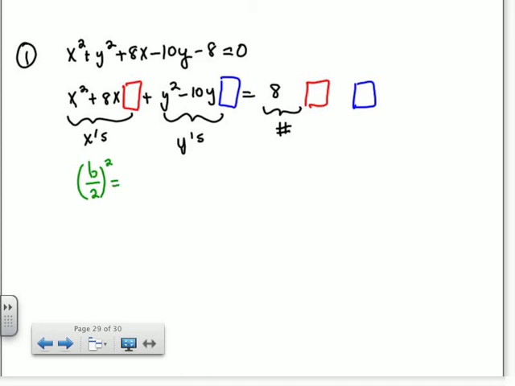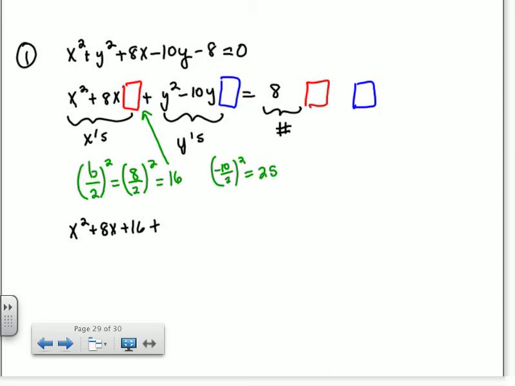So my b value for my x's is 8. I'm going to take 8 divided by 2 squared, which is 4 squared, so I get 16. So 16 goes in that box right there. Okay, so I'm going to have x squared plus 8x plus 16 plus, now I complete the square on the second one, on the y's. So do b divided by 2 squared. Negative 10 divided by 2 squared is negative 5 squared, which is 25. So 25 goes in that box right there.